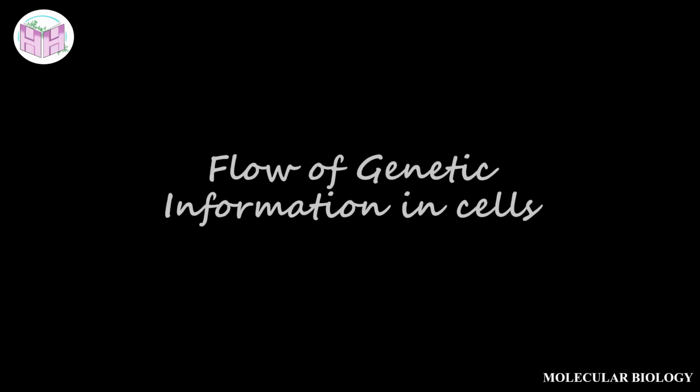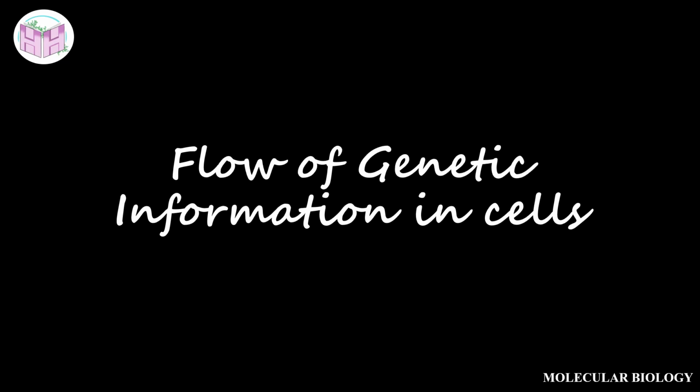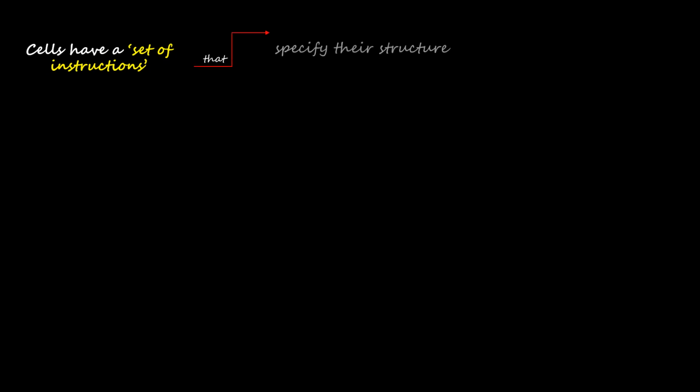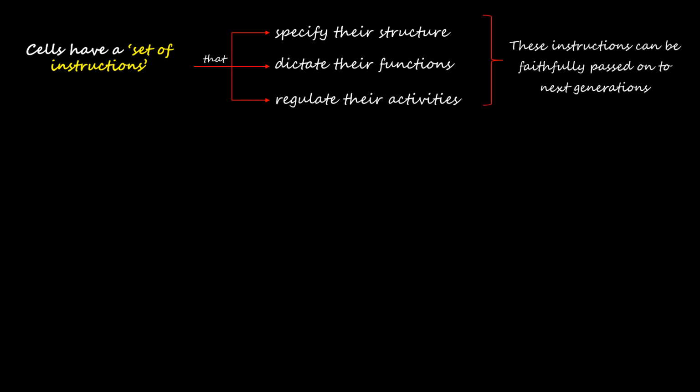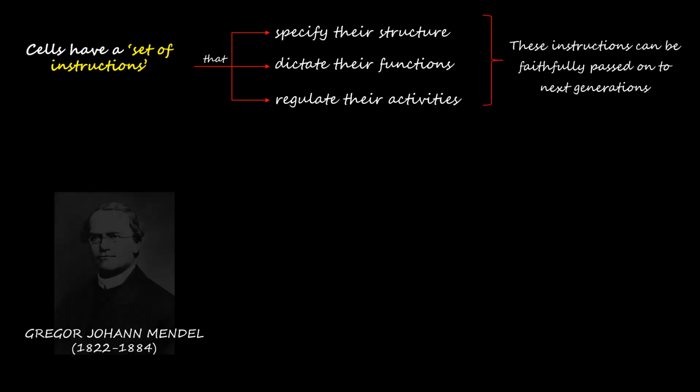We'll be presenting some videos in molecular biology, and to begin with, we'll be talking about flow of genetic information in cells. Cells have a set of instructions that specify their structure, dictate their functions, and regulate their activities. These instructions can be faithfully passed on to the next generations or the daughter cells.